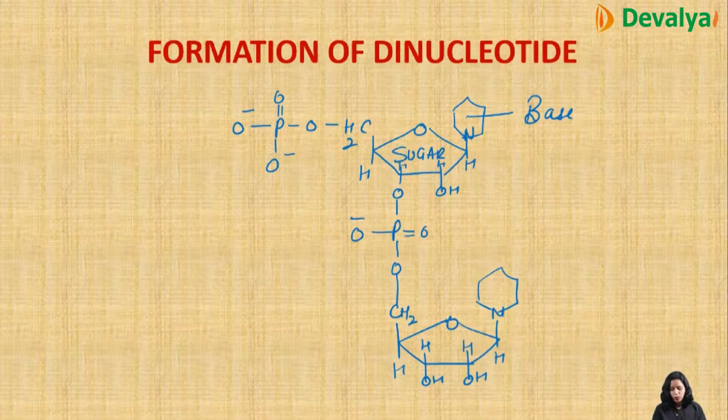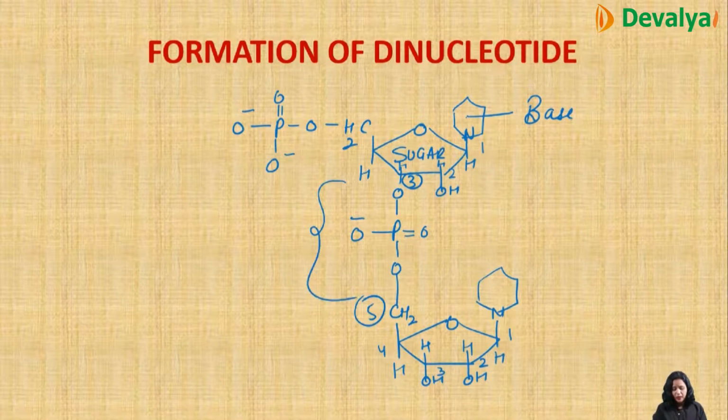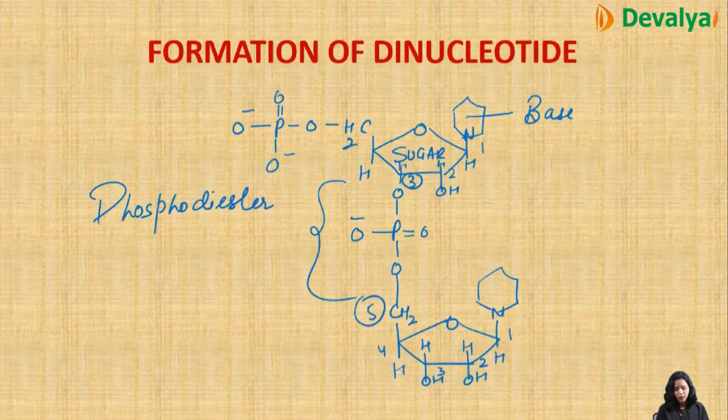So this is 1, 2, 3, carbon 3. This is 1, 2, 3, 4, 5. So carbon 3 and carbon 5 link with each other, and this linkage is known as phosphodiester linkage. This is phosphodiester linkage. We have now studied three different kinds of linkage.